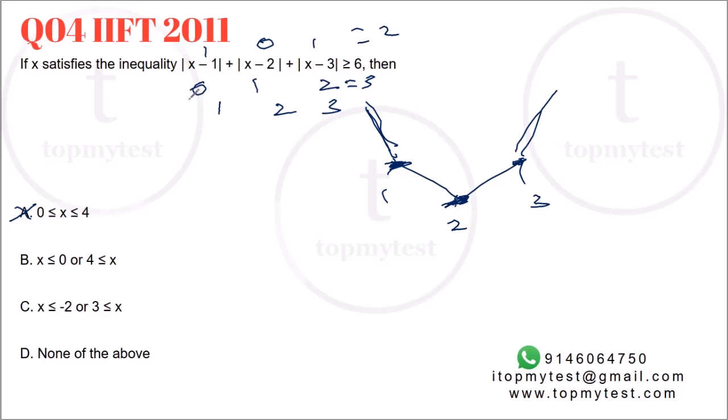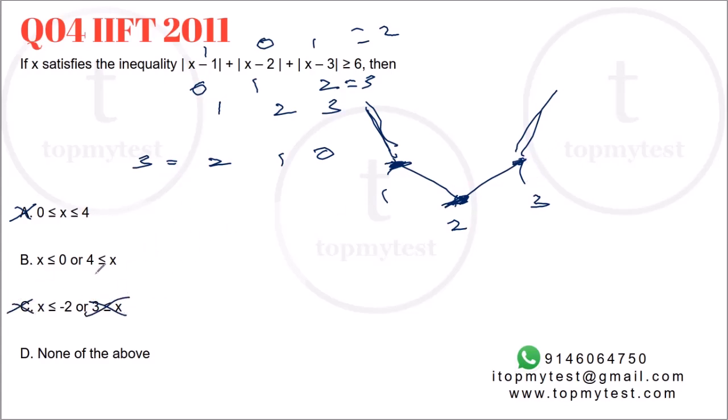Right, so x is equal to 1 is also out. What happens at x is equal to 3? At x is equal to 3, this will become 0, this will become 1, this will become 2. So again this is 3. So even x is equal to 3 will be out.